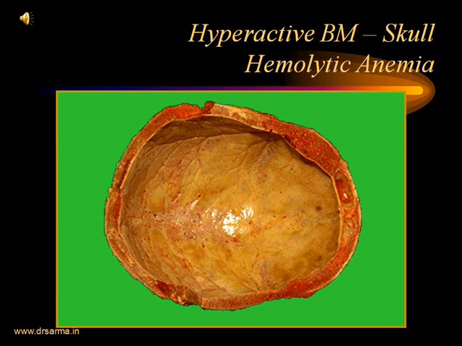In many hemolytic anemias, the bone marrow will be hyperreactive. This is a picture of the skull bone, the calvarium, showing hyperreactive bone marrow. Look at the very thick bony calvarium with the red marrow which is very prominent.